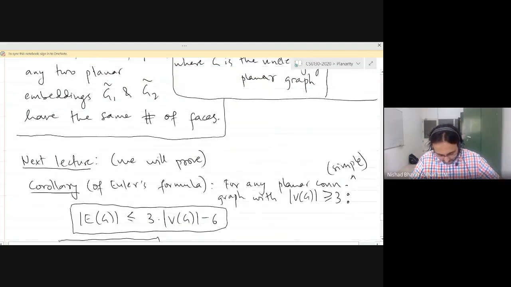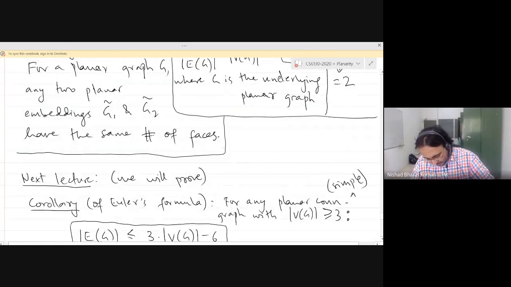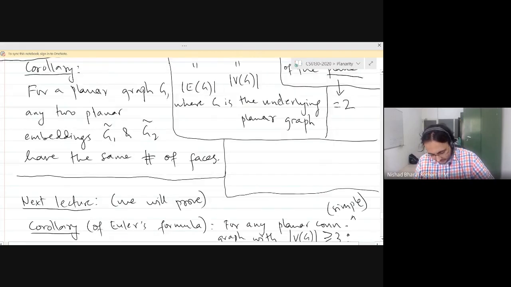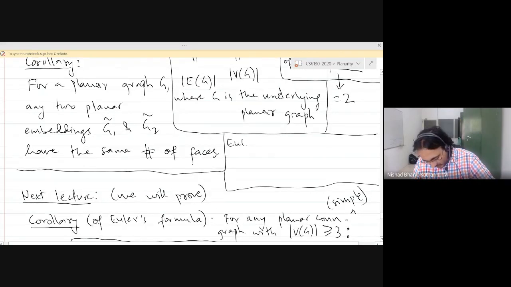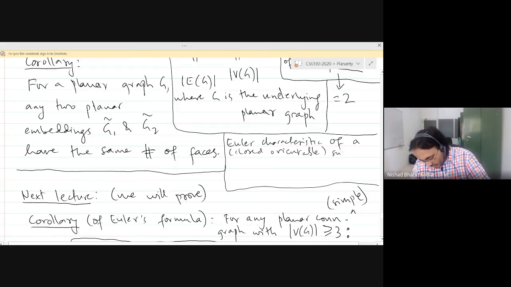Let me see if I have some space here. This is not part of the syllabus, right? I mean, this is topology, but I just want to correct what I said. So the Euler characteristic of a surface, to be very precise, I should say closed orientable surface, but I'm not going to define these terms. This is topology stuff. Is equal to 2 minus 2 times the genus of the surface.